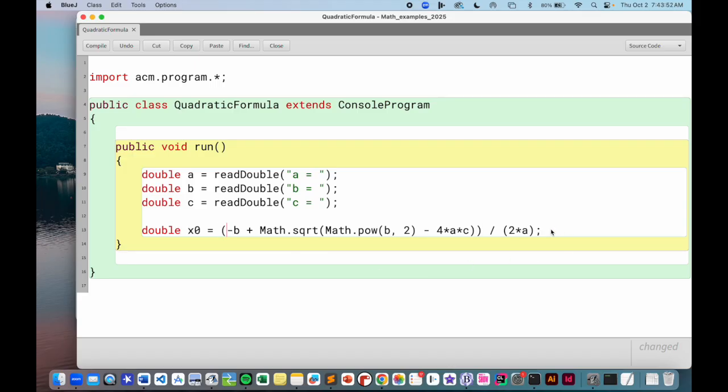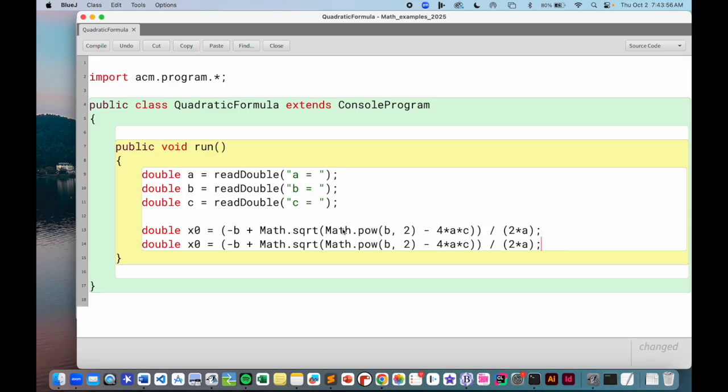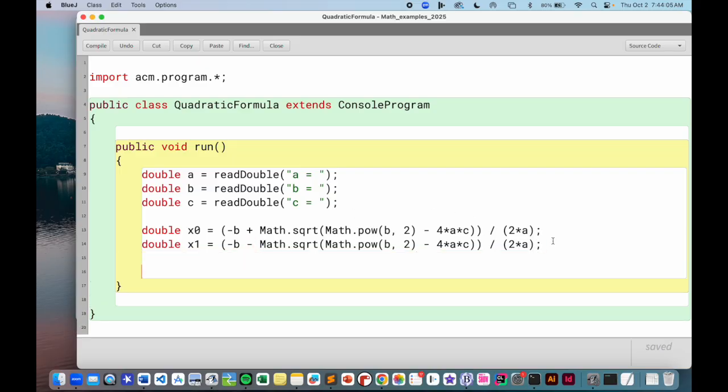And then everyone's favorite thing, let's copy this. Let's paste it down below. And the only two things that have to change are x0 has to become x1, and this plus here needs to become a minus. And then let's just do a println to print them out. So I'm going to do println solutions, x0 and a space between them, x1. And let's actually see what this looks like.